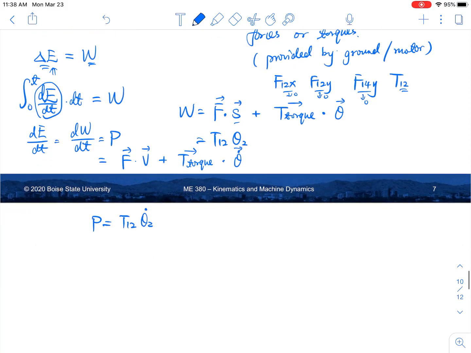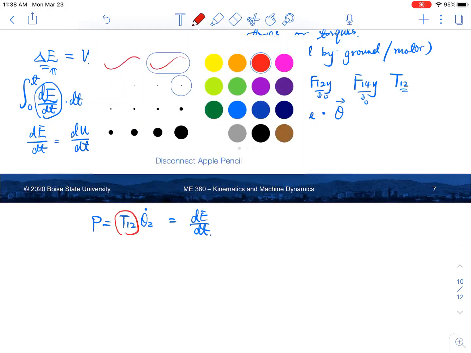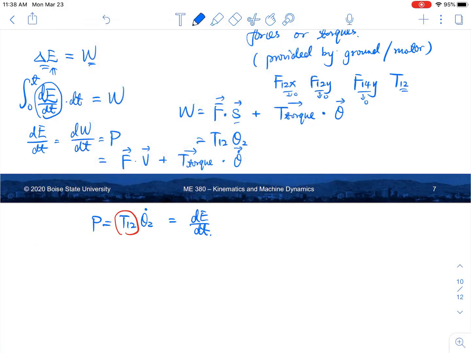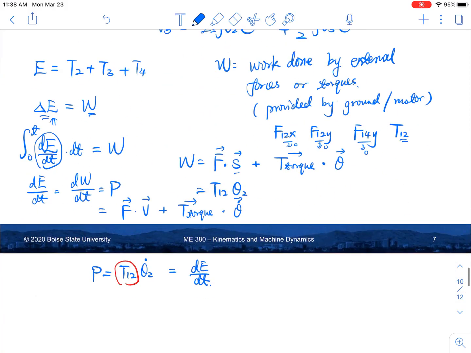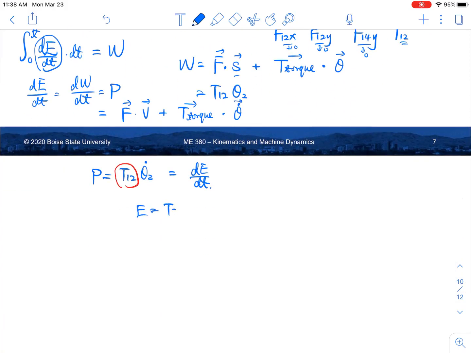All right, so we know that P equals the changing rate of E. T12 is something unknown. We want to find how much driving torque we need to generate, and all the others are known. Theta 2 dot is an input. And we already know that E equals T2 plus T3 plus T4. So that's why dE/dt is dT2/dt plus dT3/dt plus dT4/dt.